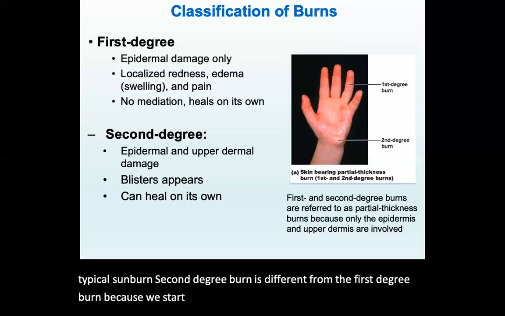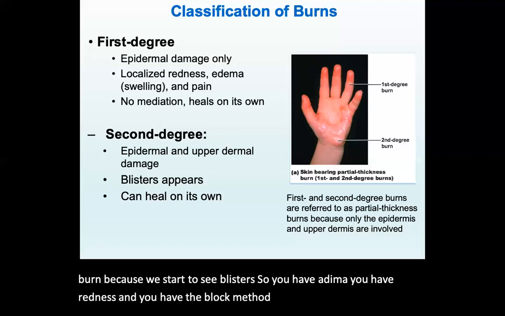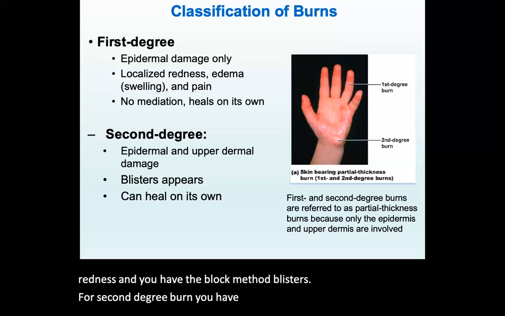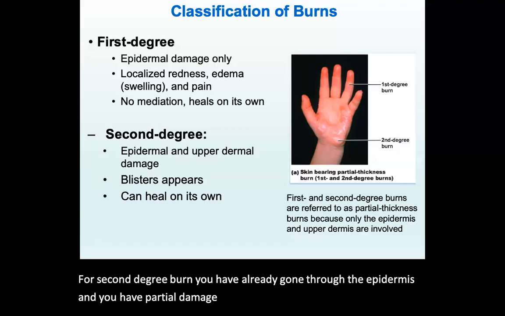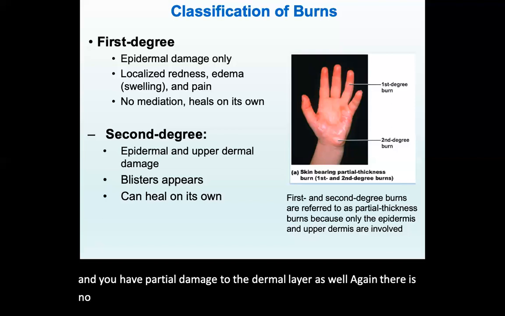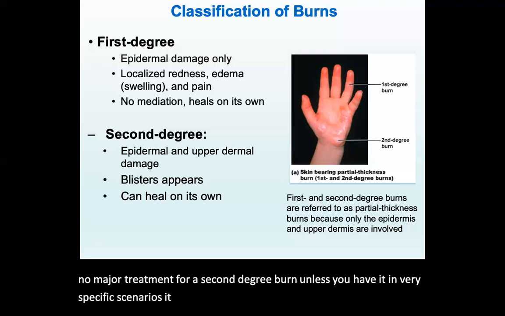A second degree burn is different from the first degree burn because we start to see blisters. So you have edema, you have redness, and you have development of blisters. For a second degree burn, you have already gone through the epidermis and you have partial damage to the dermal layer as well. Again, there is no major treatment for a second degree burn unless you have it in very specific scenarios. It can heal on its own. Put on a burn cream, keep it cool, and basically the burn is going to heal itself over time.